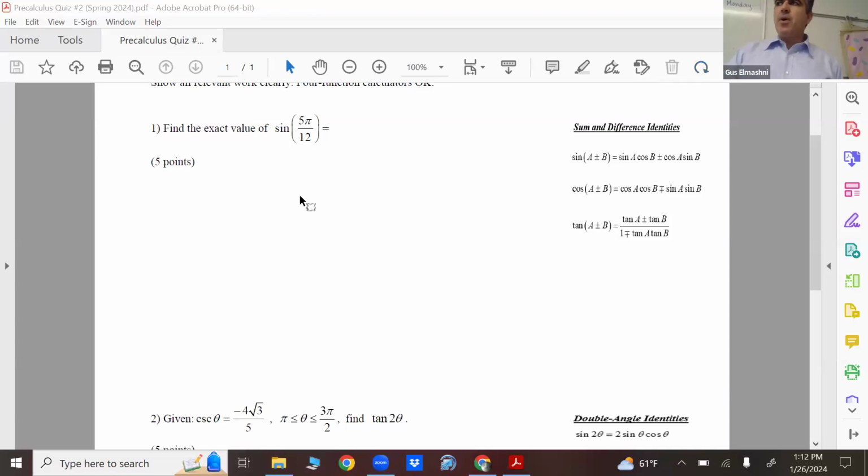Yeah, so I see 5 pi over 12. And so I'm going to think of two angles that create 5 pi over 12. I'm not going to do pi over 12 plus 4 pi over 12 because I don't know what pi over 12 is on the unit circle. But I'm going to do 3 pi over 12 and 2 pi over 12, because I could find those on the unit circle, right?